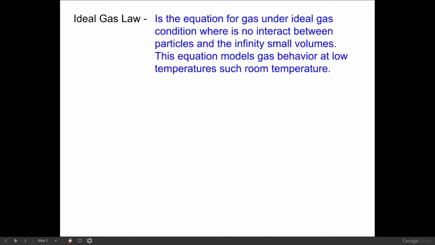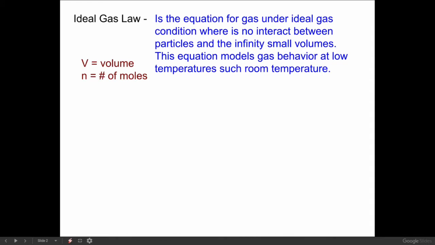First of all, ideal gas law is an equation that looks at gases as if they're infinitely small particles that, when they collide, energy isn't transferred. It's an equation that works very well at low temperatures that we tend to deal with.